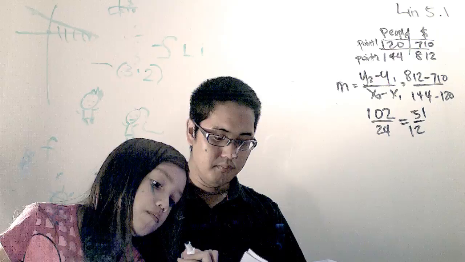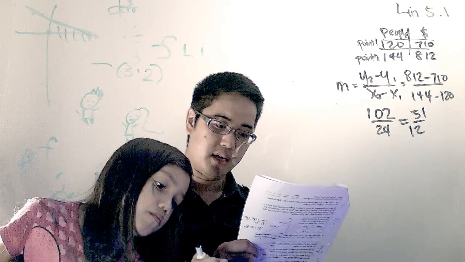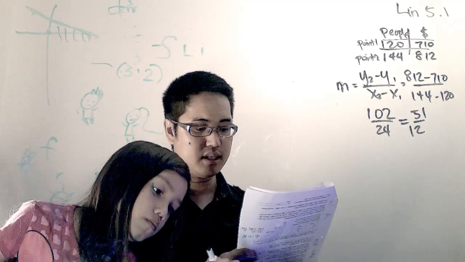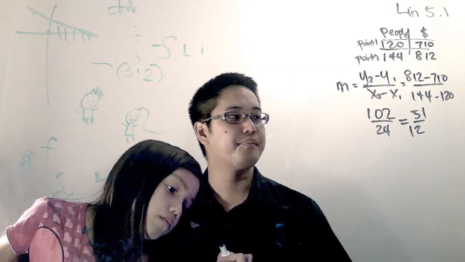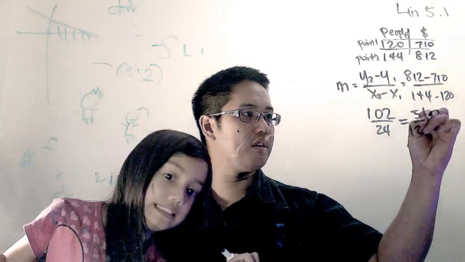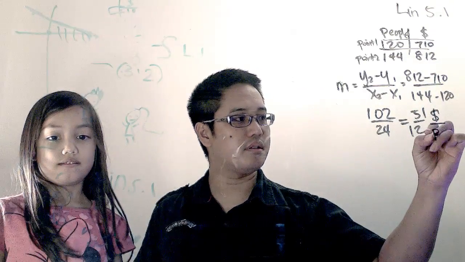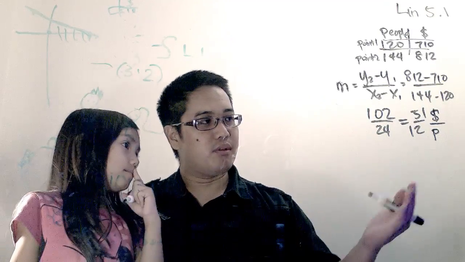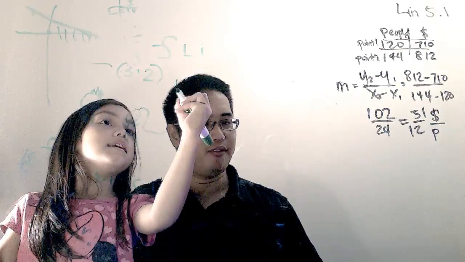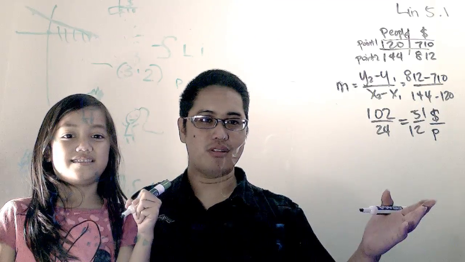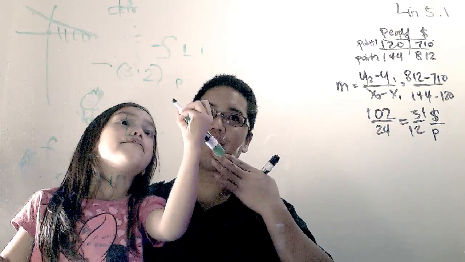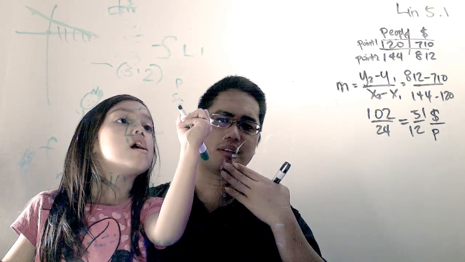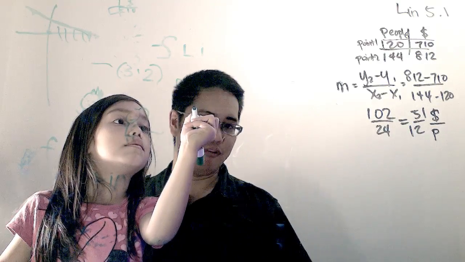Now, using how much it costs per person, how much would it cost for 120 people to attend just the movie? So this is 51 over 12 dollars per person. I'm just going to put P as in person. It's 51 over 12, which is what, about $5 almost? No, not $5, like $4 and something cents. Anyway, you can plug it into your calculator. You can figure it out.